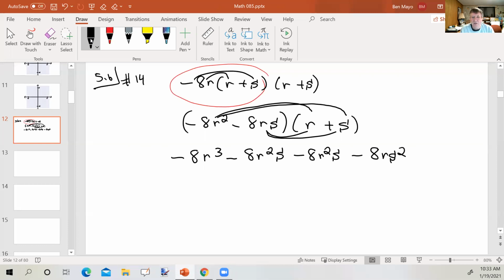Notice that within each term, I put the variables in alphabetical order. That makes it easier to identify like terms. These two terms in the middle are like terms. So we end up with negative 8r cubed minus 16r squared s minus 8rs squared. And there's the final answer. Any questions on that?